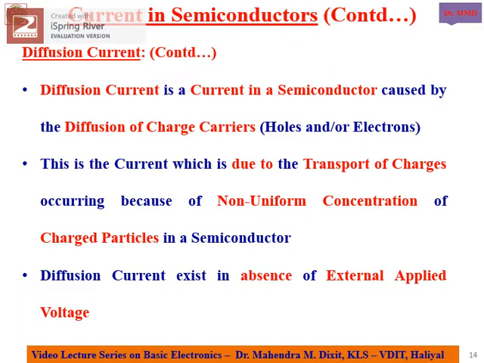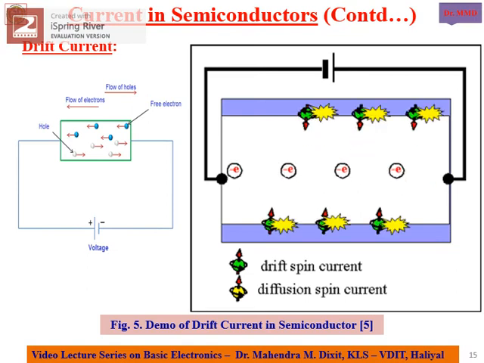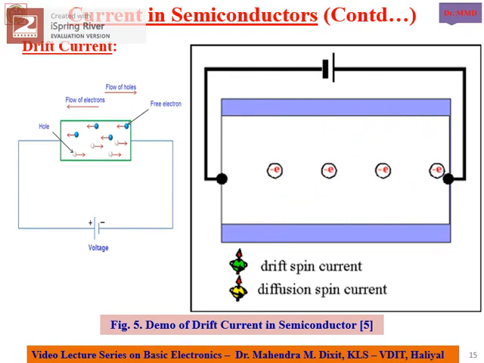A few more additional points related to the concept of diffusion current are listed for your reference. Diffusion current is a current in a semiconductor which is caused by diffusion of charge carriers, holes or electrons, and this current is there because of the transport of charges due to non-uniform concentration. And of course, one important aspect is that diffusion current exists in the absence of an applied voltage, which is the difference we will see with respect to the drift current.